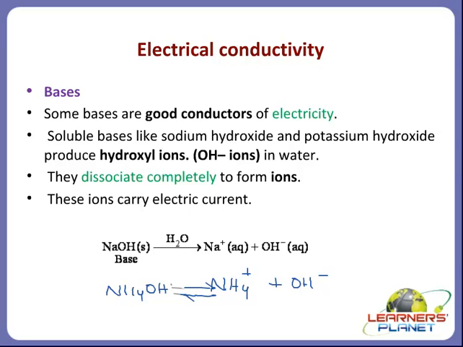ions, right? Now in this case, students, which will be a good conductor of electricity? The base which is stronger, because it is giving more number of ions. And a weak base will be a poor conductor of electricity because it is giving fewer ions. Right, students? So, for this session, I'll conclude now.